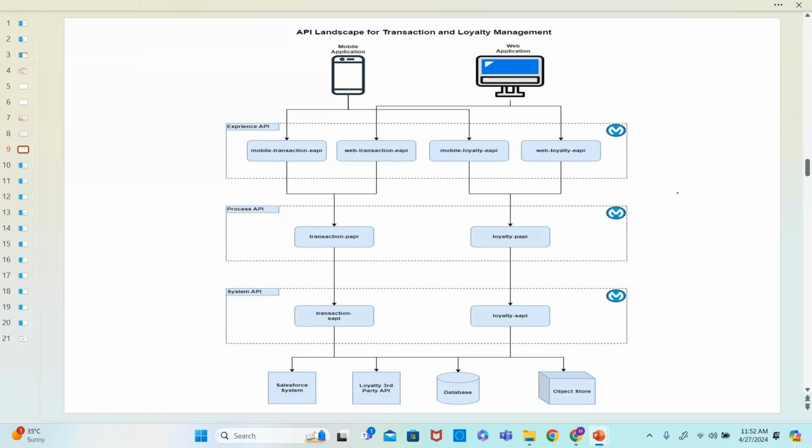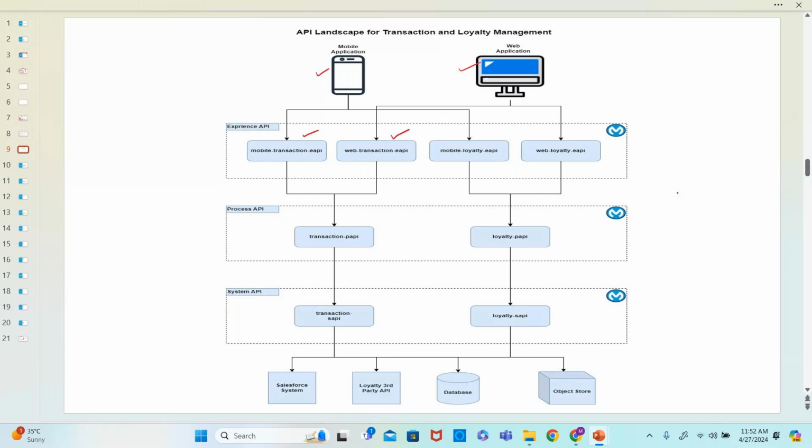We know API-led architecture. What is that? Whenever there is an experience system, we expose our experience API to that system. What is the experience system here? Maybe a web application, mobile application, or POS. But in this context, I decided to develop two APIs, one for mobile application and one for web application. Here is the mobile transaction experience API, and for the web application, I've developed a web transaction experience API.